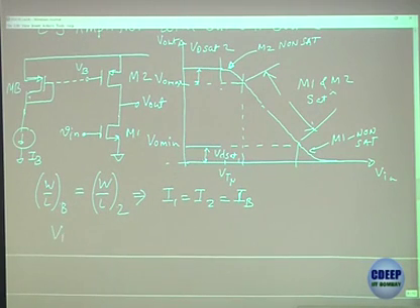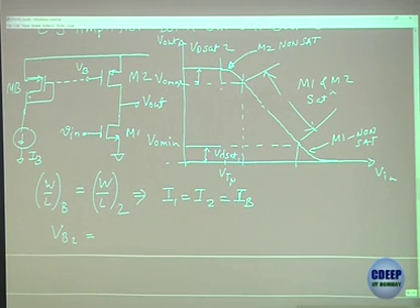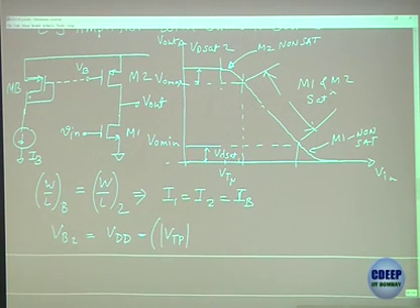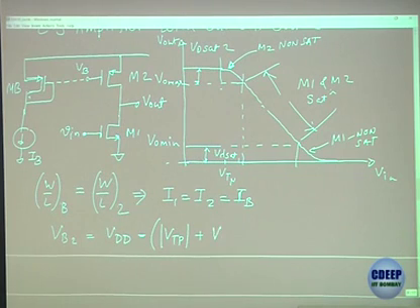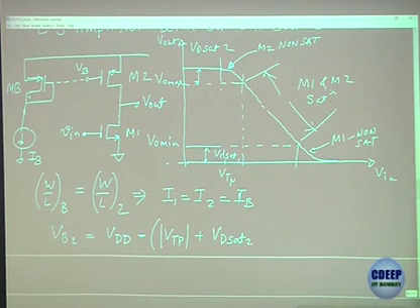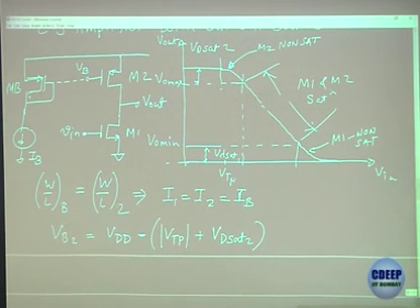Now, let us do VB2. What will be VB2? It is again VDD minus VTP plus VDSAT2, which is the VGS of this device. Okay. So, that is the bias voltage. Yeah, this is VB2. Okay.